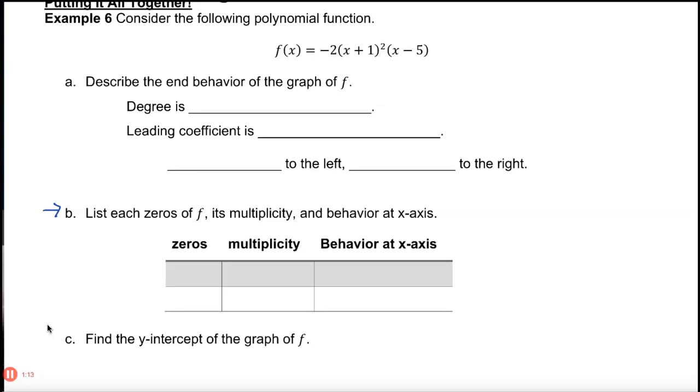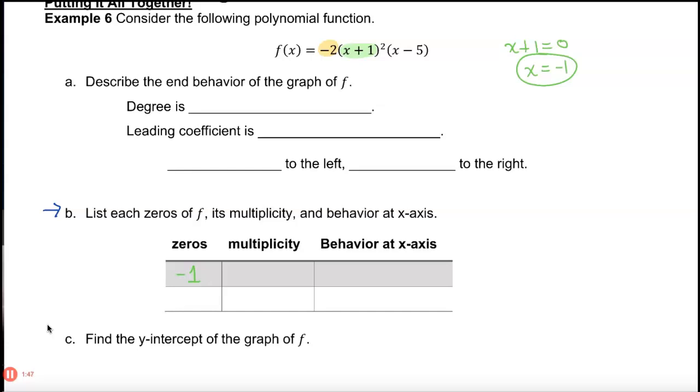So what are the zeros? The first factor that I see is negative 2. But negative 2 can never be equal to 0. There's no x there, so that's not going to help us. What about the second factor? The second factor that we have is x plus 1. x plus 1 can be 0, right? x plus 1 equals 0 gives us x equals negative 1. Let me put that in the table. The first zero that we found is negative 1.